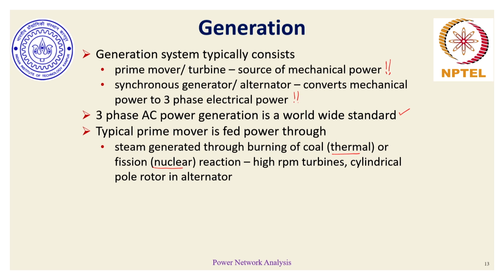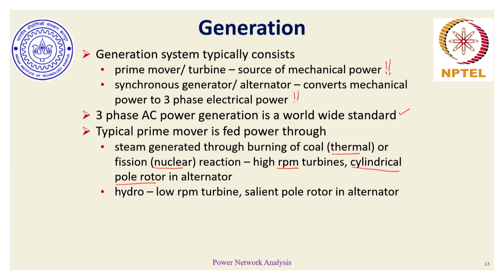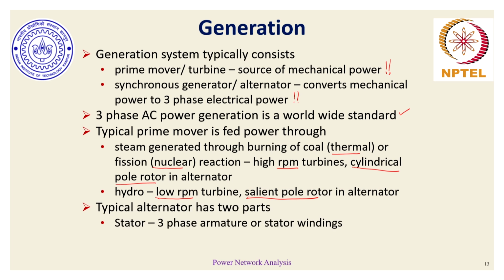Typically in these sorts of turbines, the associated synchronous generator has a cylindrical pole rotor with high revolution per minute turbines. The reason why the cylindrical pole rotor has high RPM, we'll talk about in detail when we discuss the synchronous generator module. Then we have typical hydro turbines, whose rotation is at low revolution per minute, and typically they have a salient pole rotor as the mechanical structure in the synchronous generator.